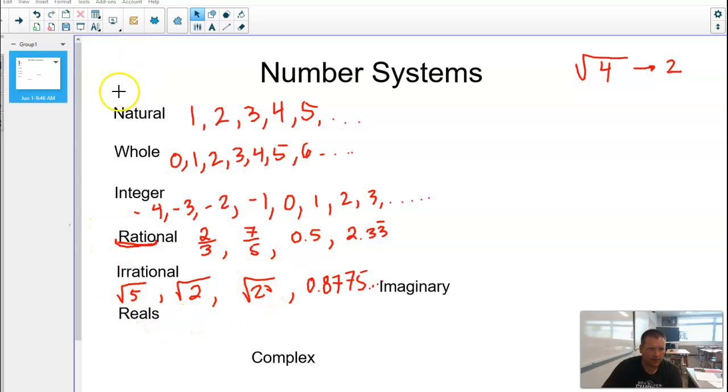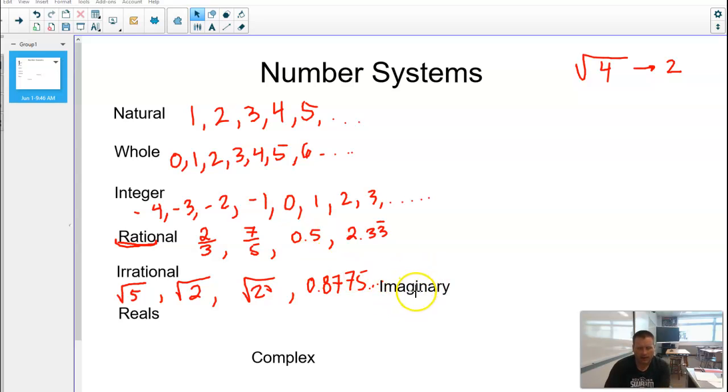And all these things on the left, they're what we call reals. So reals are all these others. They're anything that's a natural number, a whole number, an integer, a rational, irrational. All those are what we call real numbers. Not real in the sense that they exist, but just real in the sense that they're either an integer or a rational or irrational number. Okay.